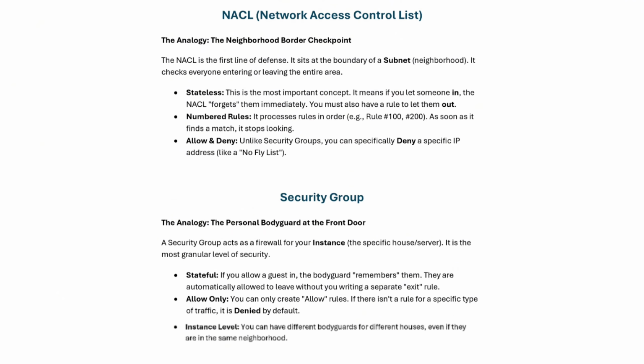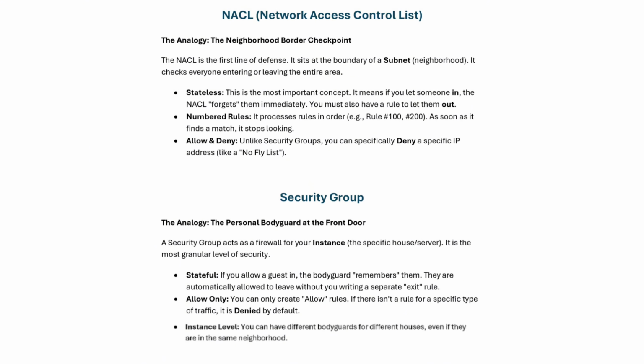NACL, or Network Access Control List. NACL is the first line of defense, or a firewall. It sits at the boundary of a subnet. It checks everyone entering or leaving the entire area. It is stateless. It means if they let someone in, NACL forgets them immediately. You must also have a rule to let them out.